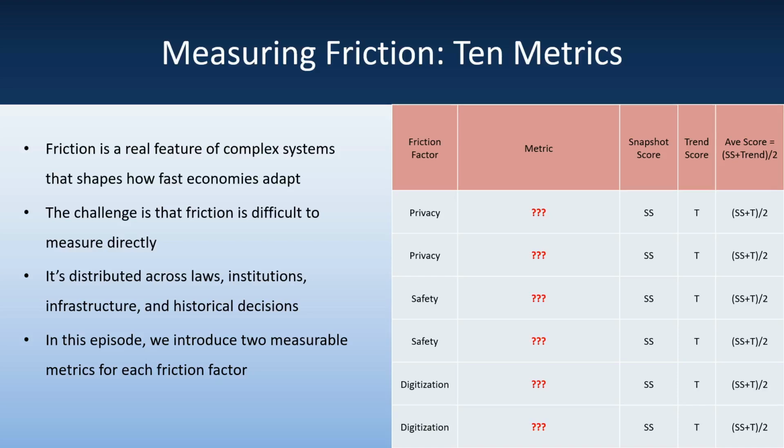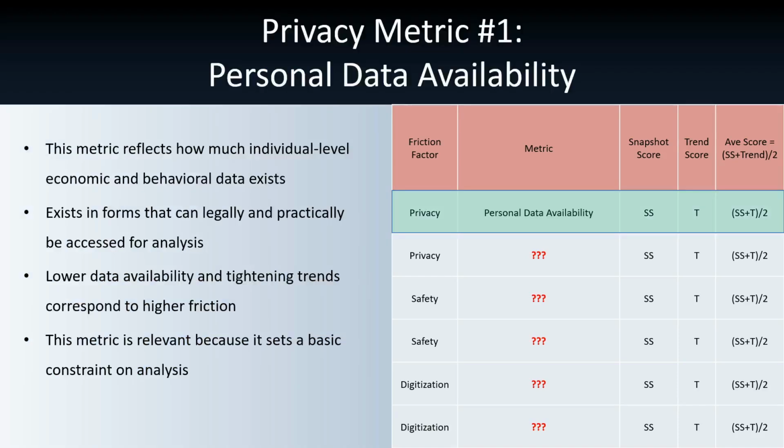In this episode, we introduce two measurable metrics for each friction factor. These metrics are chosen because they capture important, observable aspects of friction in ways that can be compared across countries, even if they don't capture everything.